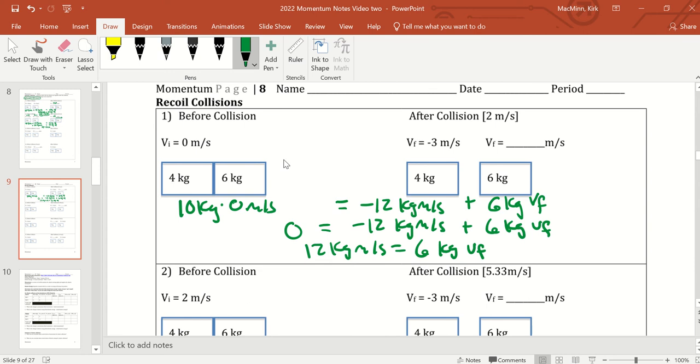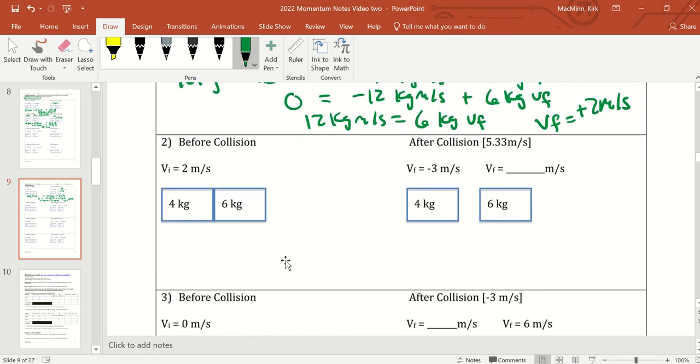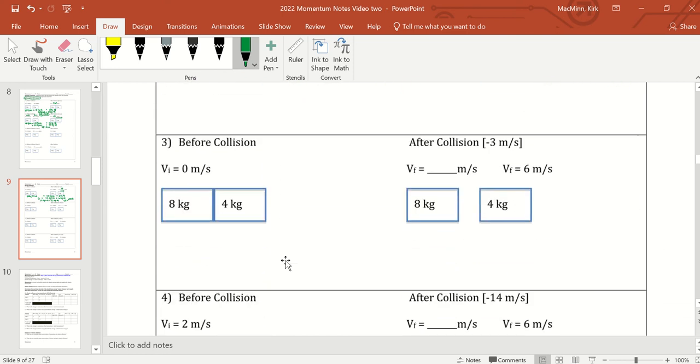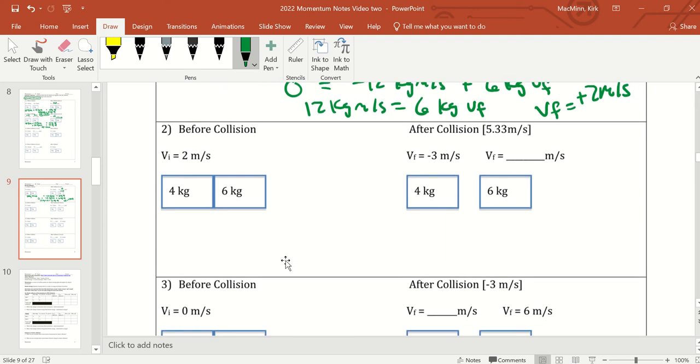If I divide both sides by 6 kilograms, you can see I'm going to get a Vf of positive 2 meters per second, which means that this 6 kilogram mass is going to be moving to the right at 2 meters per second after the collision. All right, so let's take a look at another example here.